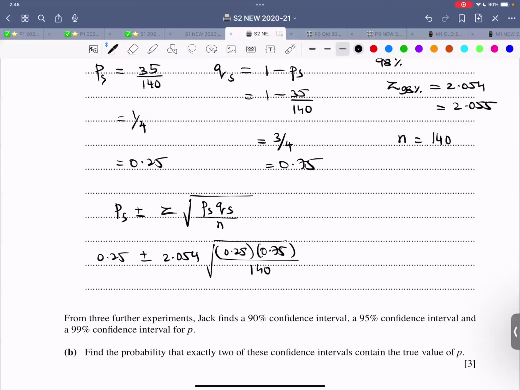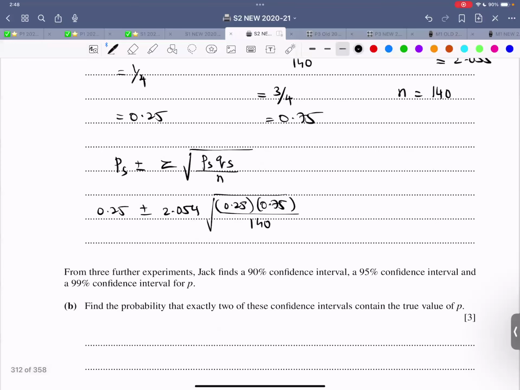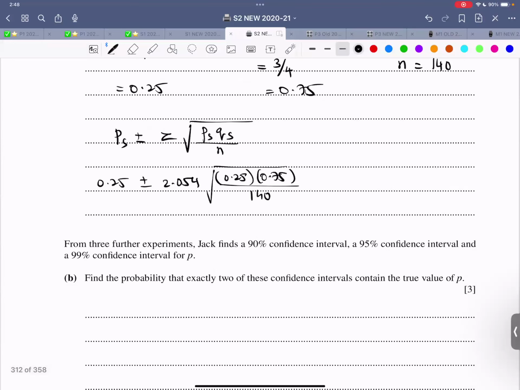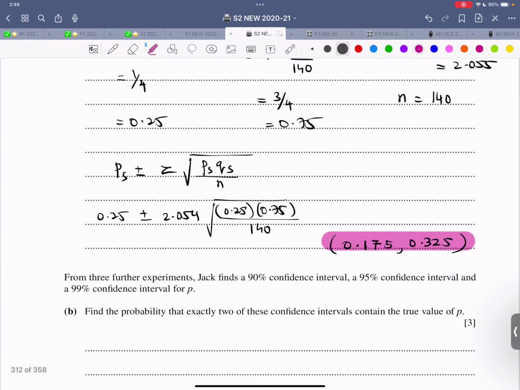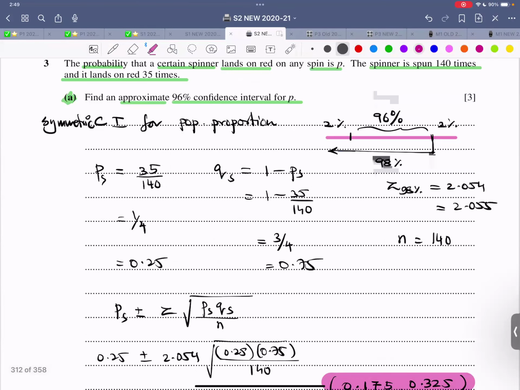So this is question number 2, and the lower limit comes out to be 0.175. Let me write it properly. This is 0.175 and the upper limit is 0.325. That is the answer for this particular part. That's how the approximate 96% confidence interval is done.